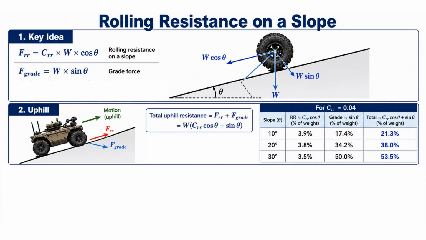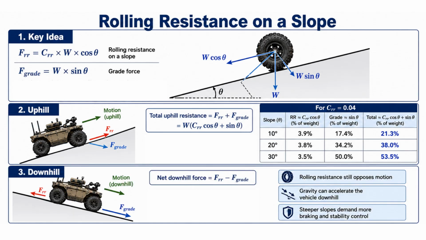The second section shows uphill travel. Both rolling resistance and gravity act against the direction of motion. The motor must overcome their combined force. With a rolling resistance coefficient of 0.04, total resistance rises from approximately 21% of vehicle weight at 10 degrees to more than 53% at 30 degrees.